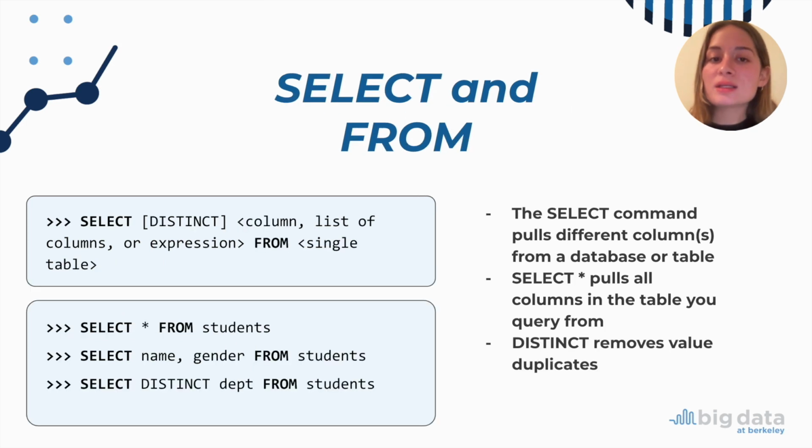The most fundamental commands in SQL are select and from, which allow us to pull different columns from a database or table. Select asterisk copies out columns in a table. If you want to work with only specific columns in a table, you can list them, just like the second line in the example. Select name and gender from students will pull only the name and gender columns from the students table. Lastly, the distinct command removes duplicate entries while selecting columns.